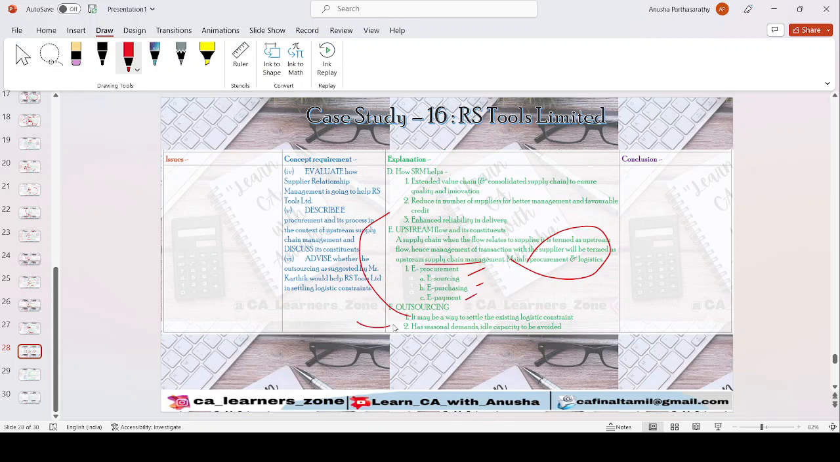What does outsourcing mean? I'm going to give a particular product to the outside supplier. I have to get it from them. It may be a good way to settle the existing logistic constraint because it is seasonal here in this scenario. I'm going to use outsourcing instead of buying huge vehicles. By this, idle capacity can be avoided. Now the last case study for the day.